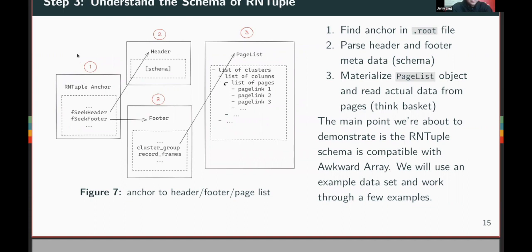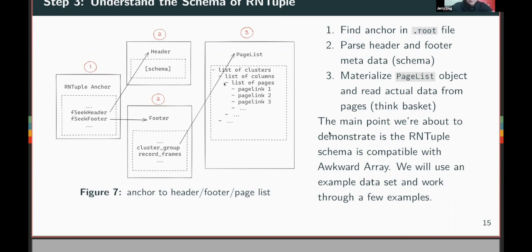Just to repeat the steps we did before: first is to find the anchor. The anchor would point you to the header and footer. And then you parse those. The header will contain something called a schema that I will explain in a second. And then the footer will contain something that points to another object called a page list.